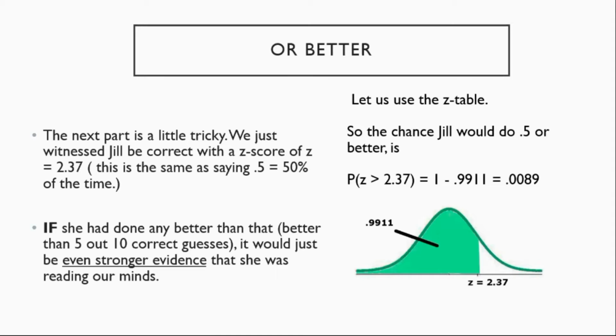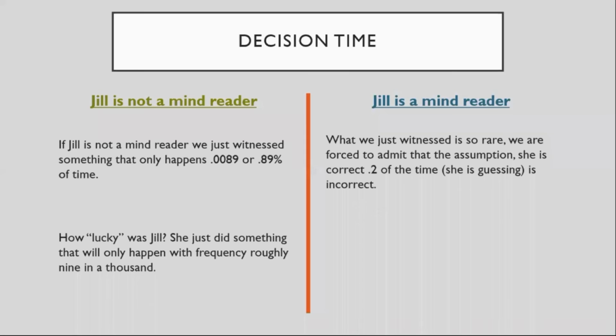2.37. From our z-table lookup, we see that the shaded area to the left of 2.37 is 0.9911, which means that the shaded area to the right, the unshaded area there, the region to the right of 2.37 is 0.0089. Which means that we're ready to make a decision here.